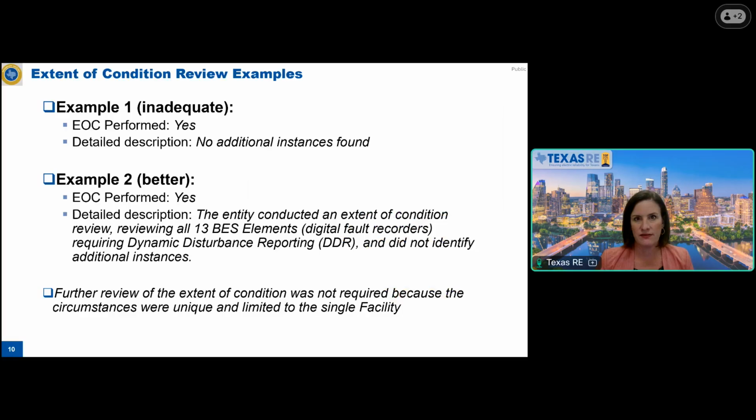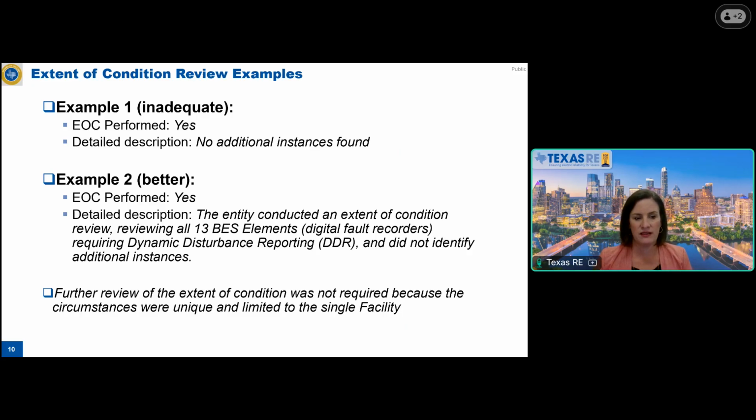Some examples of extent of condition review. Here's an inadequate one. EOC performed, yes. Detailed description, no additional instances found. So you can see here, we are missing some information. The only thing that we have is that no additional instances were found, but we are missing information about what was done, what the universe of things was looked at, and what the time period was over which you looked at those things.